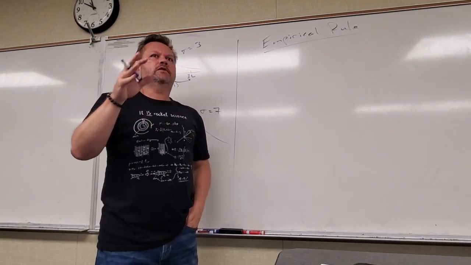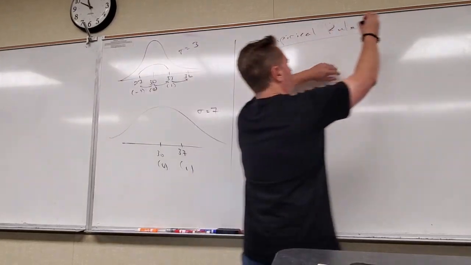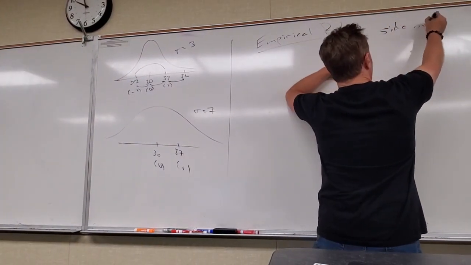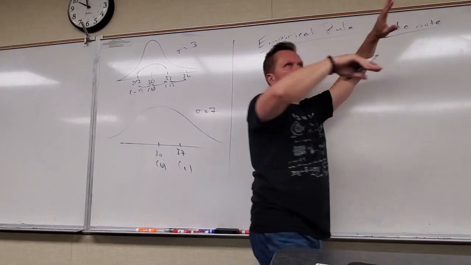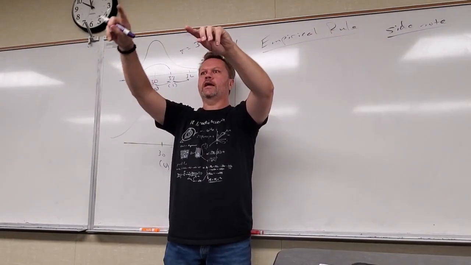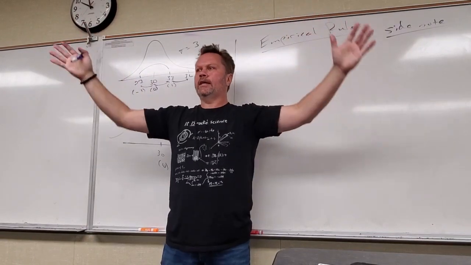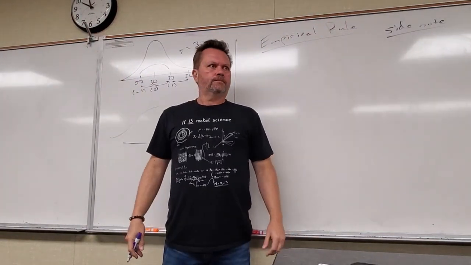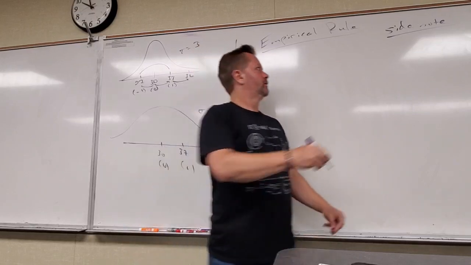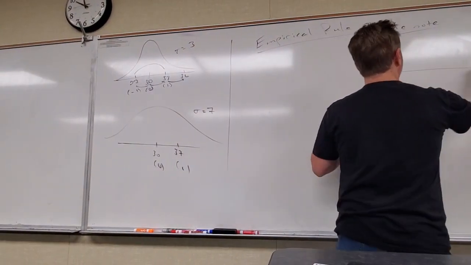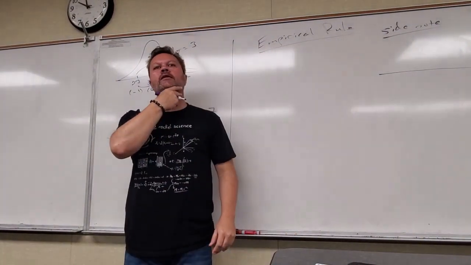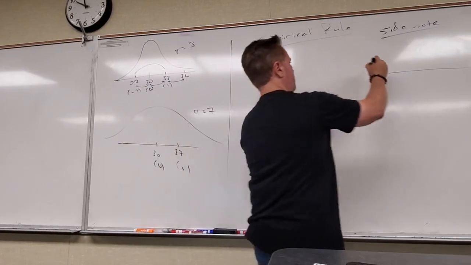If I have a distribution, well, let me ask you this first off, side note. Do you think it's possible to have a distribution that if I go one standard deviation up and one standard deviation down, I don't catch any data? Yes. Can you imagine what that would look like? You just have two sets of extremes.